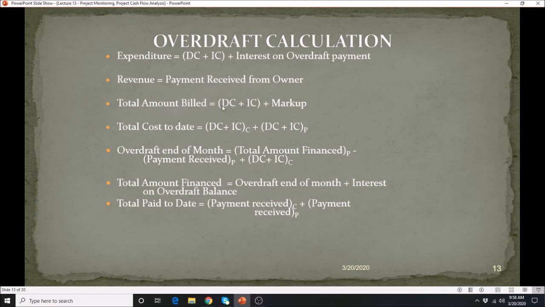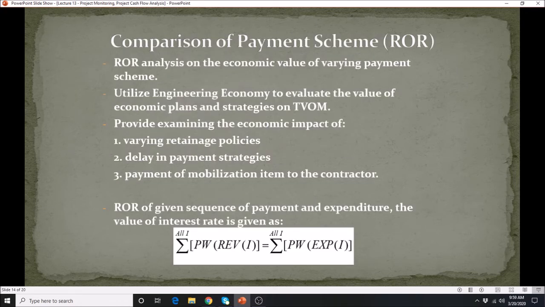And the revenue is the amount that we will be receiving from the owner. And the total amount billed is simply the direct cost plus the indirect cost plus any reasonable amount of markup developed by your own company. And the total cost to date is just the sum of the direct cost plus the indirect cost of the current stage, and then we have the previous. And some other formulas that will help you figure out the requirements on that particular table.